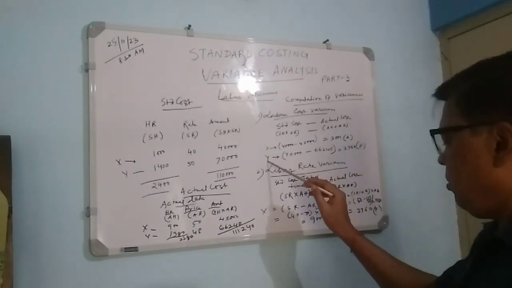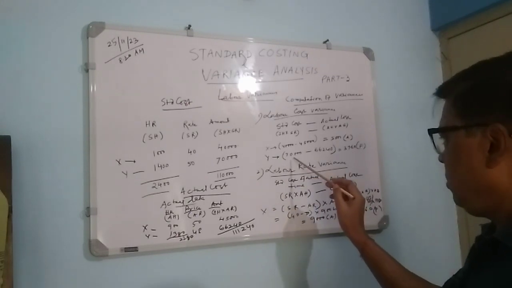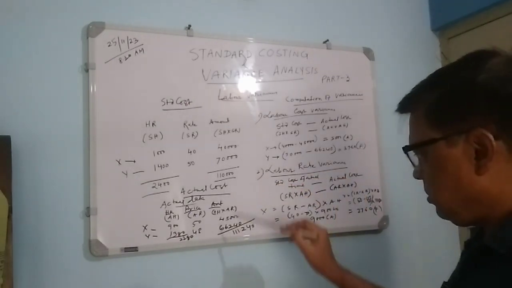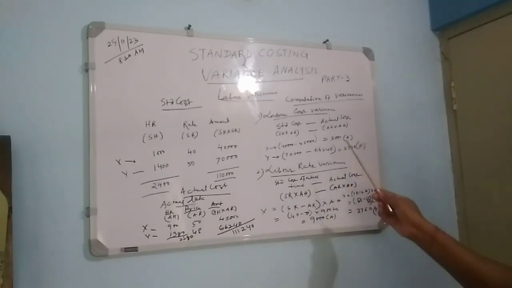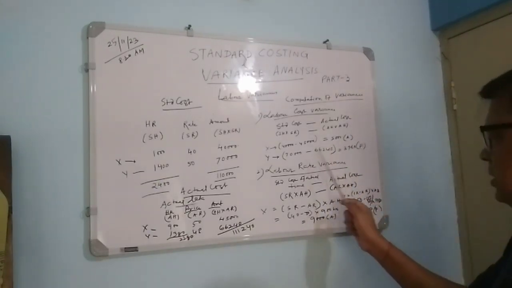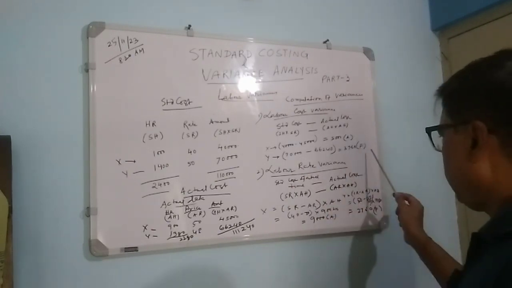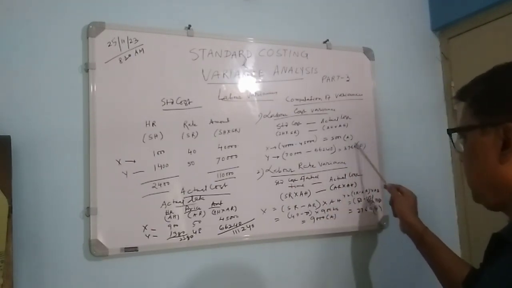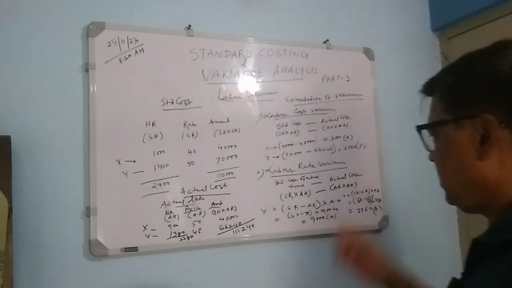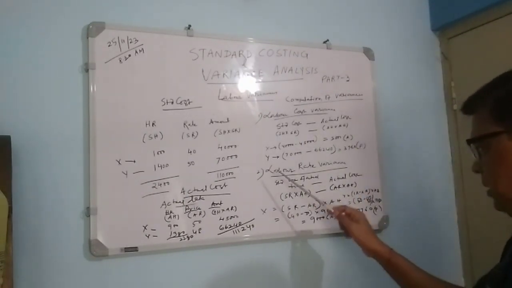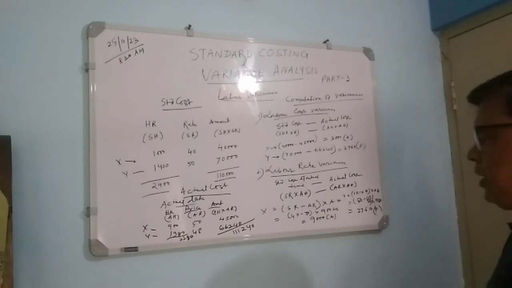Similarly, for labor Y, your standard cost is 70,000 and actual cost is 66,240. Here the actual cost is less than the standard cost, so definitely the difference will be favorable. Your actual cost is less. Simple. Similarly, next you have labor rate variance.